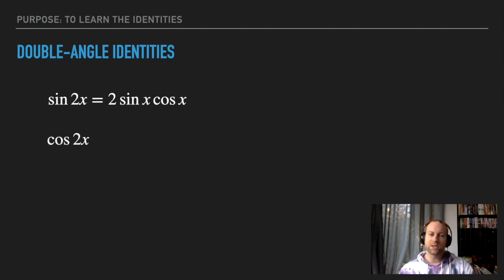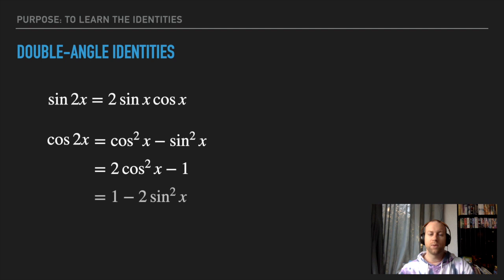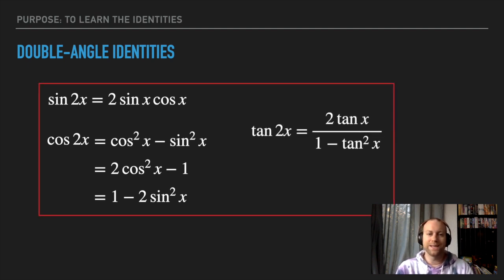Cosine 2x actually has a few different variations on the equation. We could have it being cos squared x minus sine squared x, or 2 cos squared x minus 1, or 1 minus 2 sine squared x. Again, you don't need to know where those come from. You just need to know how to use these. And there's also a double tangent identity as well, like that. So there are your double angle identities.